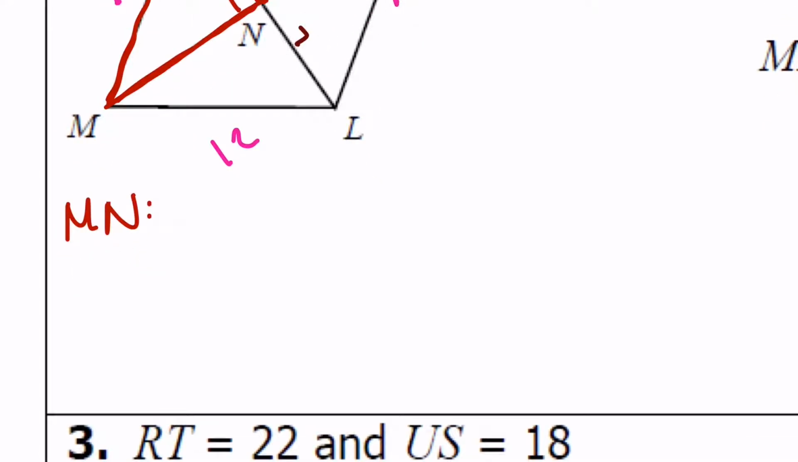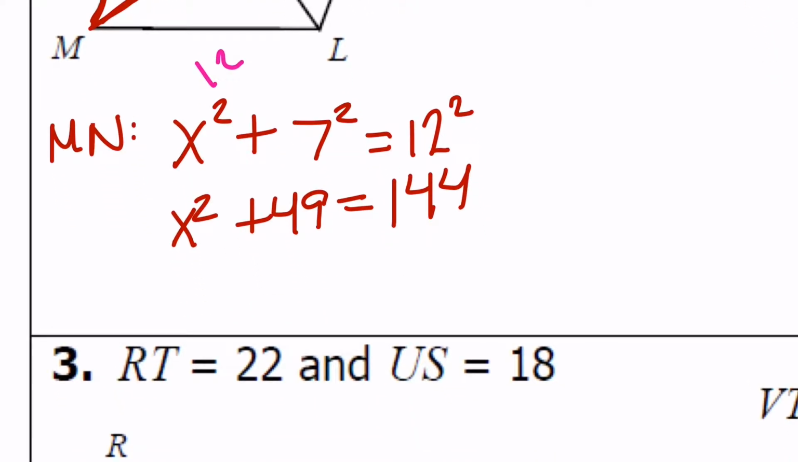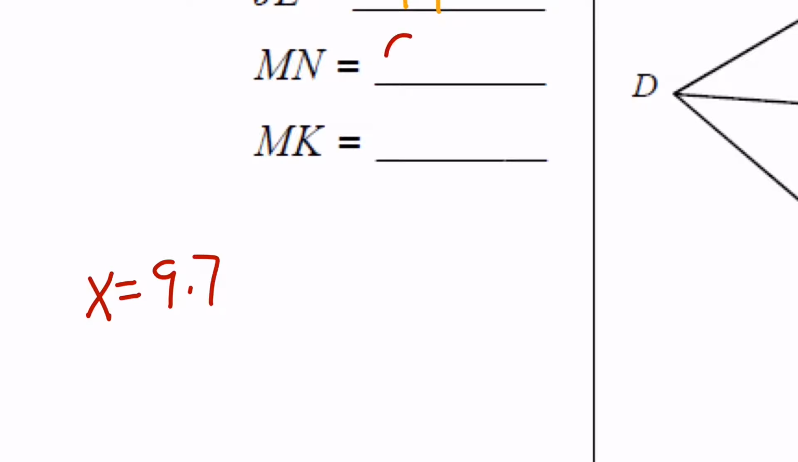So we'll set the MN equal to x. So x squared plus 7 squared equals 12 squared. So x squared plus 49 equals 144. X squared equals 95. So then x equals 9.7. So that makes MN 9.7.